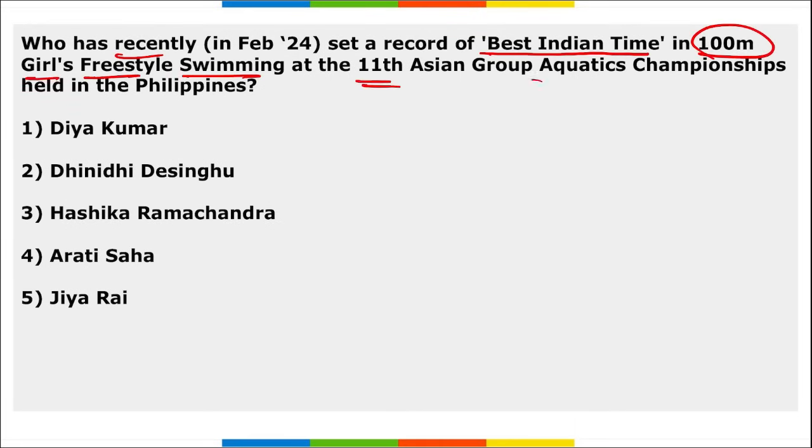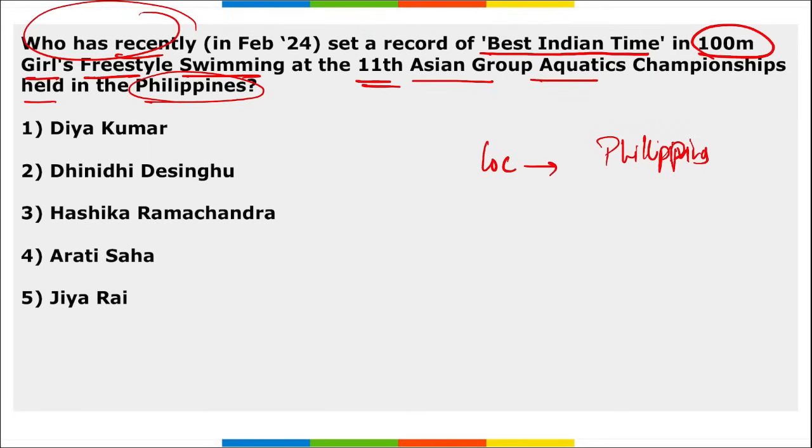Next, who has recently set a record of best Indian time in 100-meter girls freestyle swimming at the 11th Asian Group Aquatics Championship held in Philippines? Now the important question also becomes the location. Where was the 11th edition of Asia Group Aquatics Championship held? It was held in Philippines, right? Who recently set the record? Dhinidhi Disinghu, correct? She set the record in the 100 meters freestyle event during the 11th Asian Group Aquatics Championship, the best Indian time in 100-meter girls freestyle swimming, right?